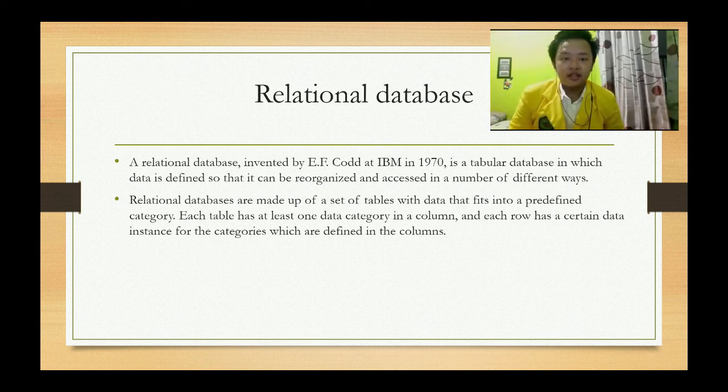And next is relational database. A relational database, invented by E.F. Codd at IBM in 1970, is a tabular database in which data is defined so that it can be reorganized and accessed in a number of different ways. Relational databases are made up of a set of tables with data that fit into a predefined category. Each table has at least one data category in a column, and each row has a certain data instance for the categories which are defined in a column.